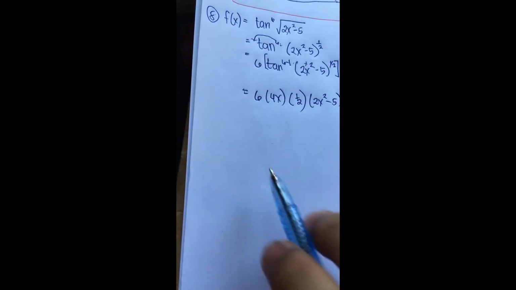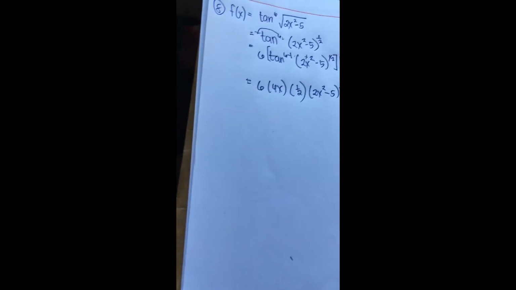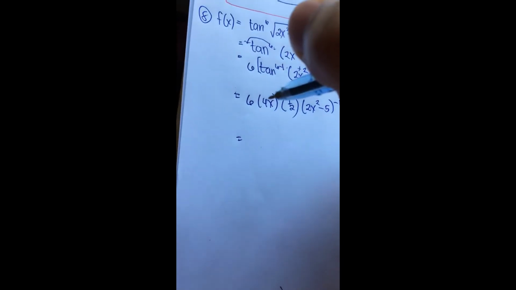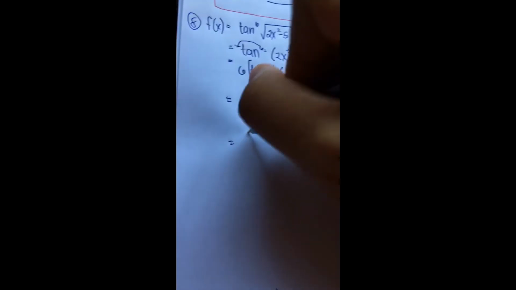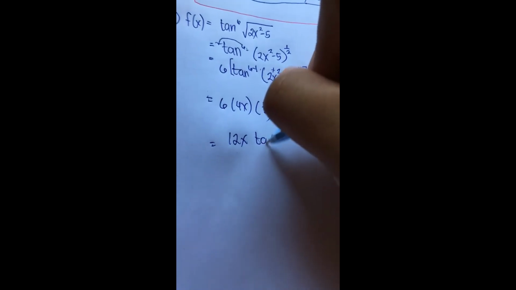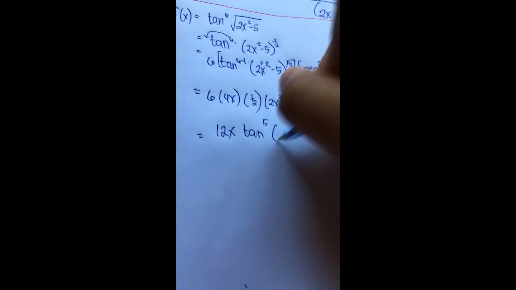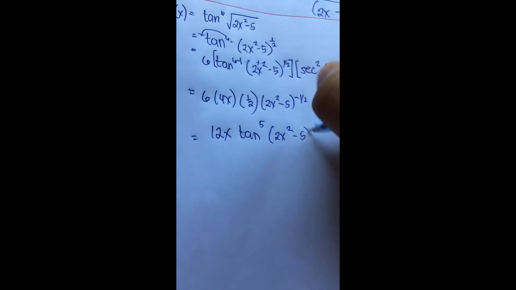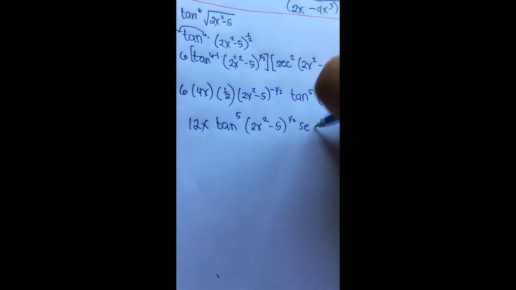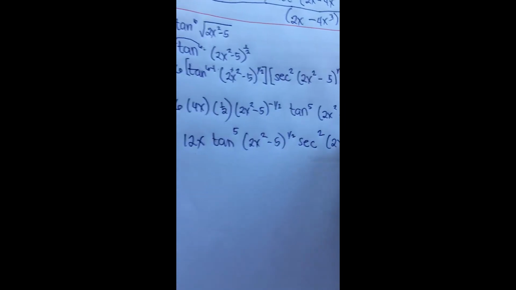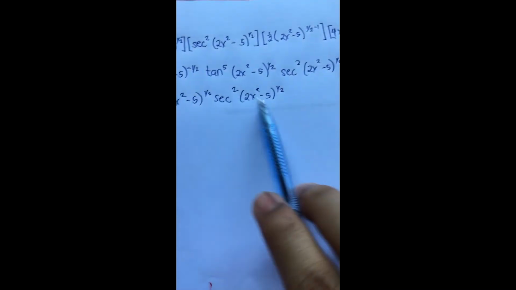Multiply this one. There's a 6 times 4x is 24x times 1/2. We have 12x times tangent 5 of 2x squared minus 5 raised to 1/2, secant squared of 2x squared minus 5 raised to 1/2. Sir, sana yung ito. Ba't wala dito?